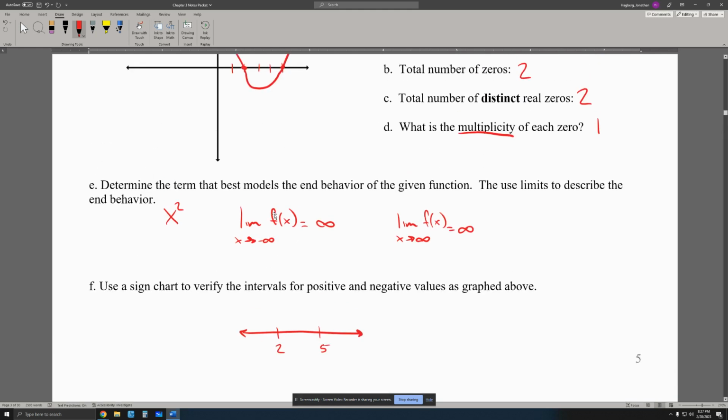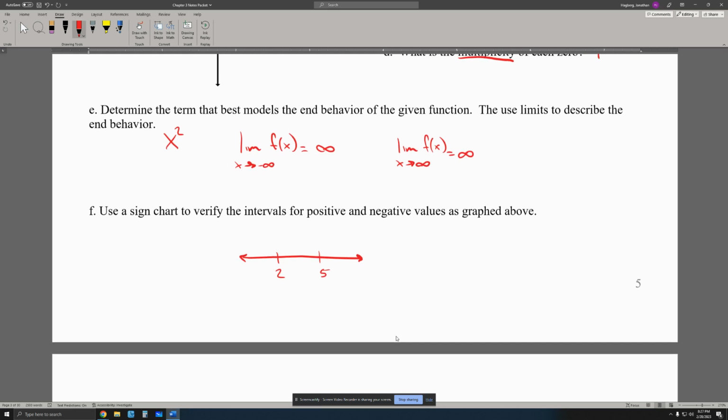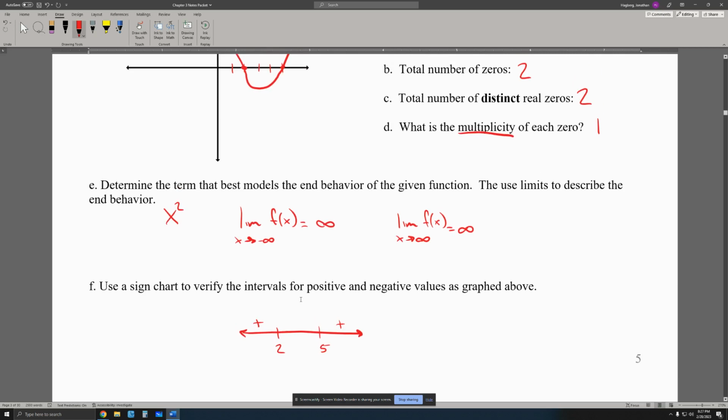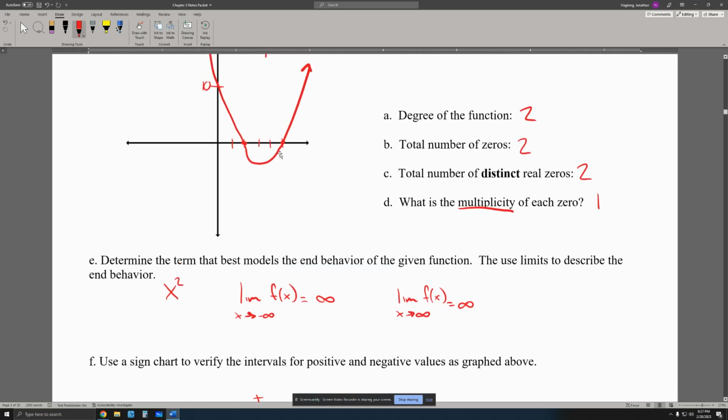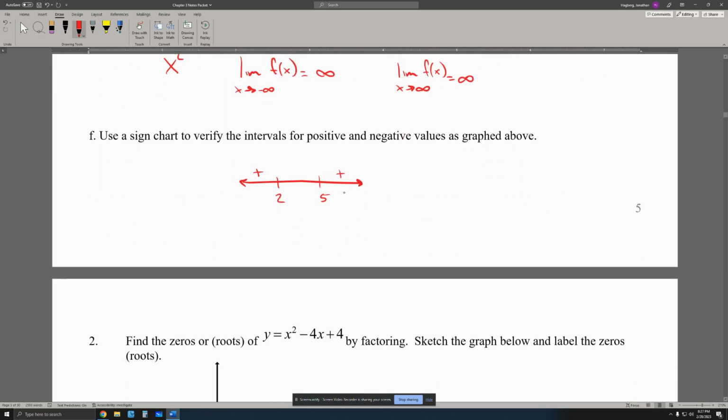And I know that both ends of the function are going to approach infinity. Therefore, for everything less than 2 and for everything greater than 5, the function is going to be positive because we're approaching infinity. I also know that between 2 and 5, the function is negative. And so at those zeros, it changes sign. So we go positive, negative, positive about those zeros. All right, go ahead and flip the page.